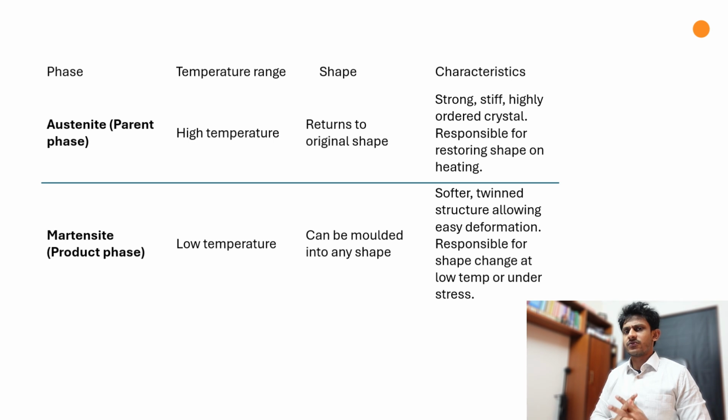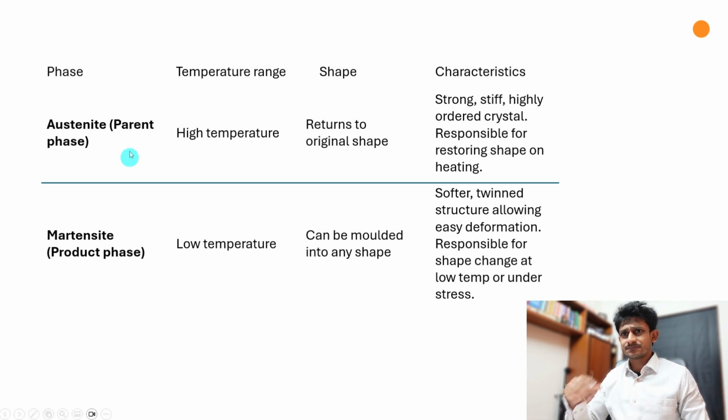It has mainly two phases, the Martensite phase and the austenite phase. Nitinol, when it's manufactured, is manufactured in a certain shape which is called the original shape of the alloy, and that shape is maintained at a particular temperature. In the Martensite phase, which is at a lower temperature from the manufacturing temperature, the Nitinol becomes softer with a twinned structure which allows easy deformation, and due to this characteristic, it can be molded into any shape required according to our requirement.